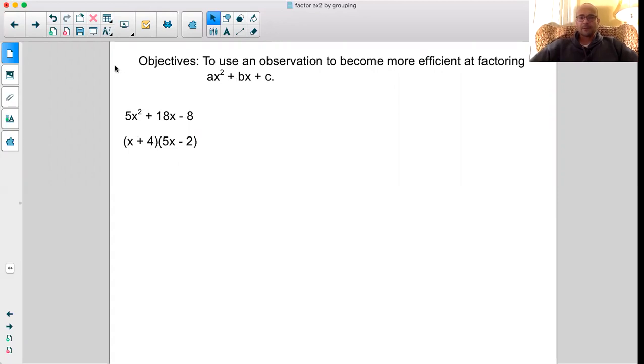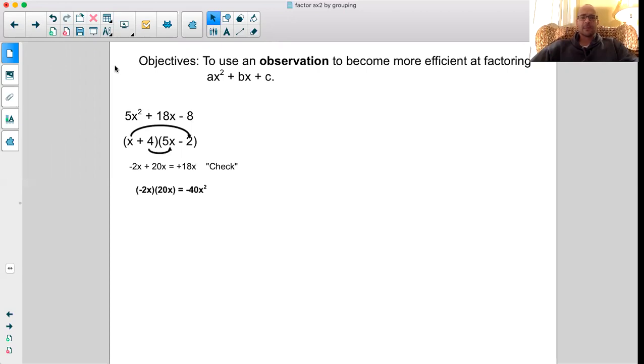But in one of the videos, we pointed out that the outer and the inner, the negative 2x and the plus 20x, add together to make the middle term. I also made a mention that their product, the negative 2x and the 20x, also happens to be the same product as these two outer terms multiplied together. And I just kind of said that may help us somewhere down the line.